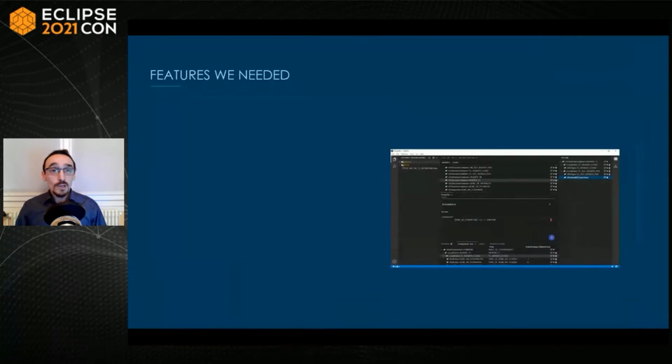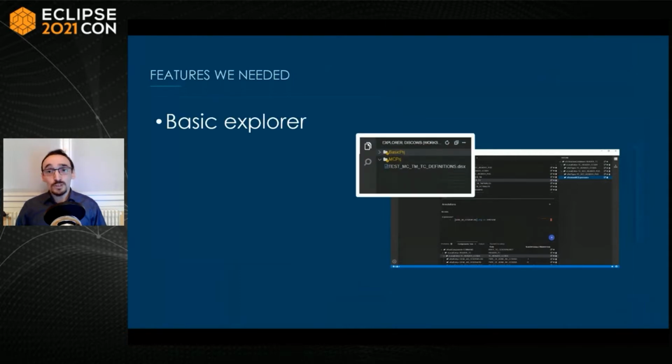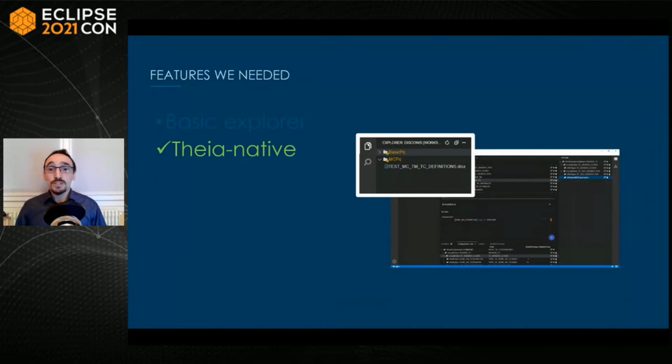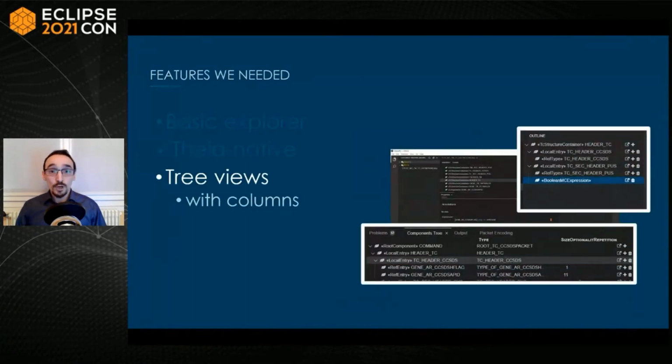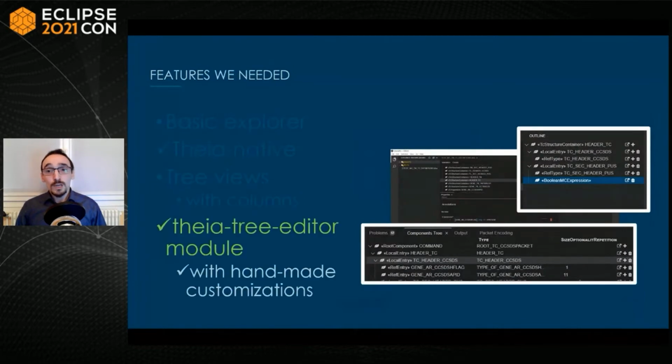The features. For most features we needed, we found a corresponding solution in Theia and EMF.cloud. We needed a basic explorer to see our workspace. This is supported natively by Theia. Also, tree views, including with columns. We looked at the Theia tree editor module, and we were able to customize it to support columns.